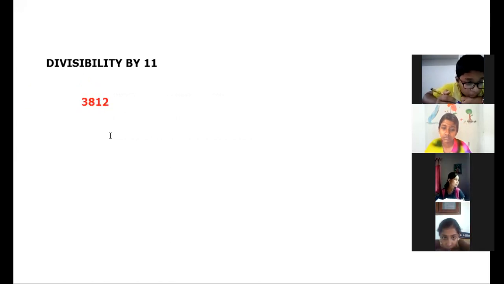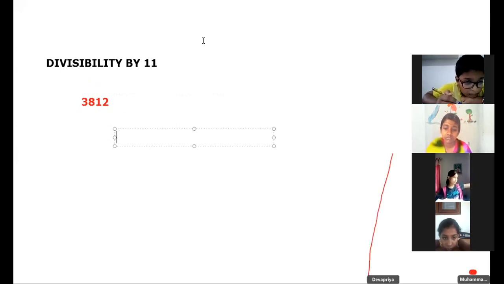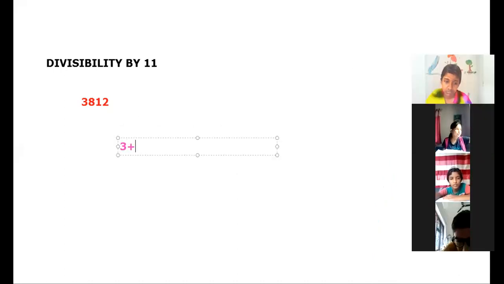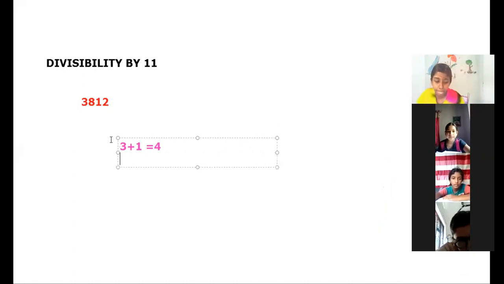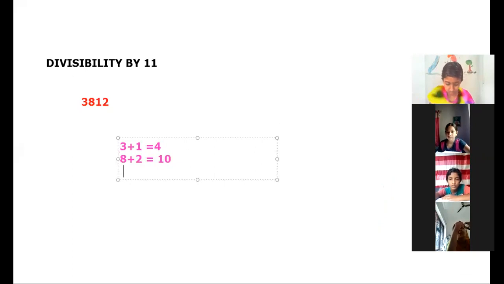First pair of alternate numbers is 3 and 1. The sum of 3 and 1 is equal to 4. And what about our second pair? The second pair is 8 and 2. The sum of 8 and 2 is 10. Then what's the difference between 10 and 4? The difference between 10 and 4 is 6.